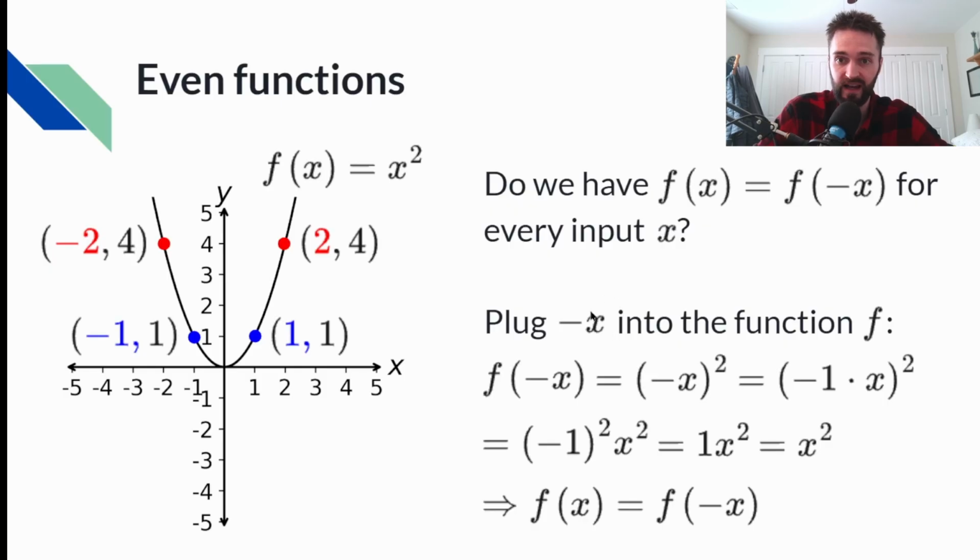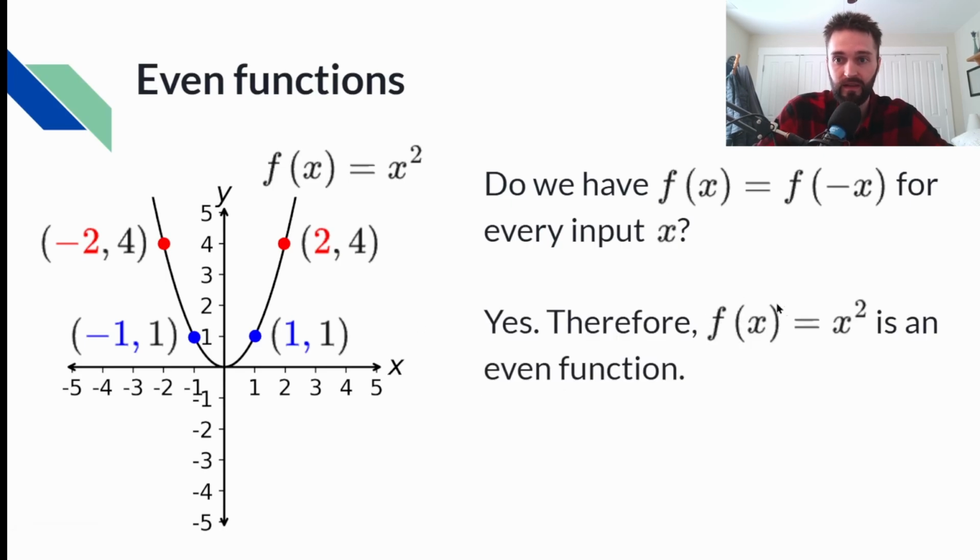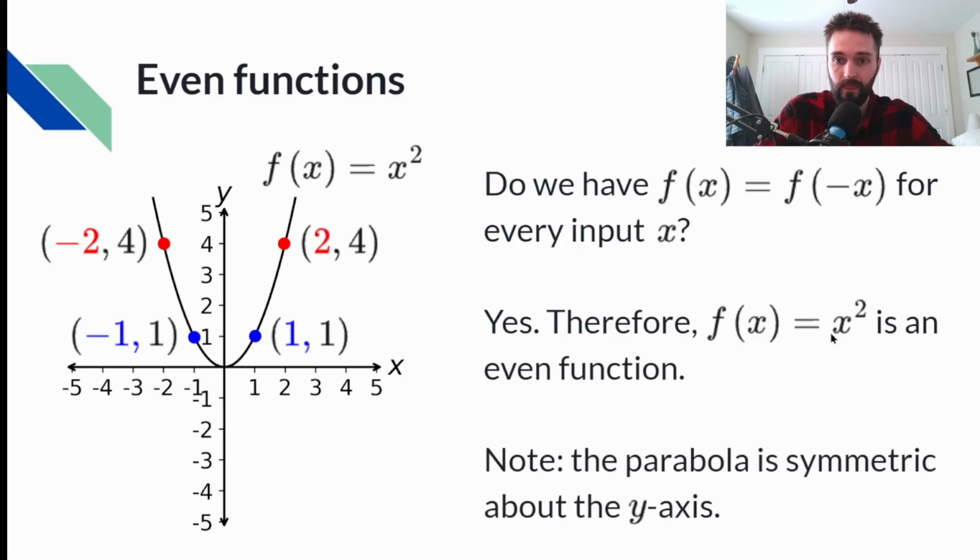We plugged negative x into the function f, okay? So this equation is true for all values of x. Therefore, f is an even function, all right? And note that the parabola is symmetric about the y-axis. Okay?